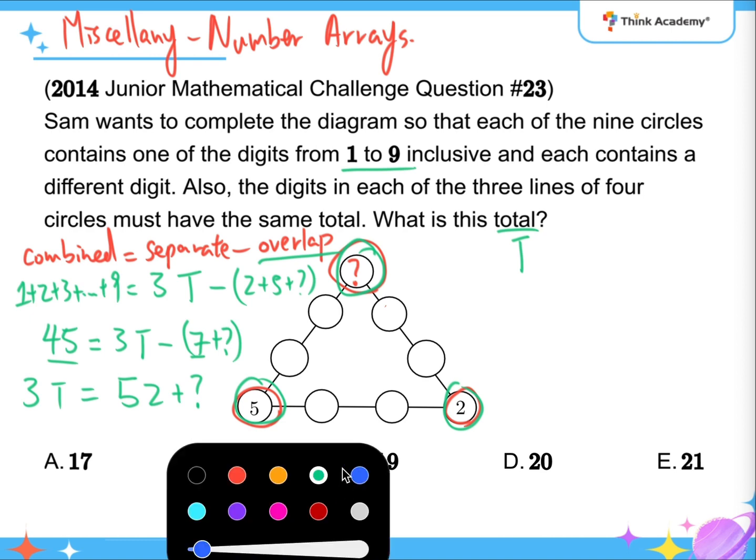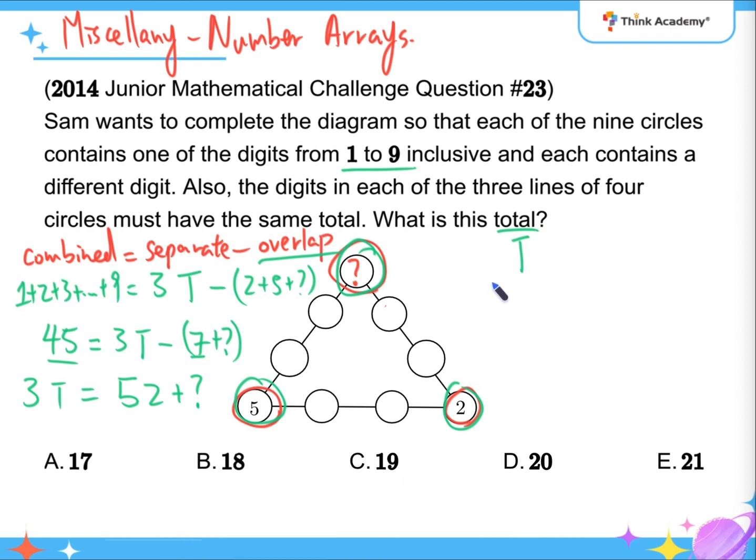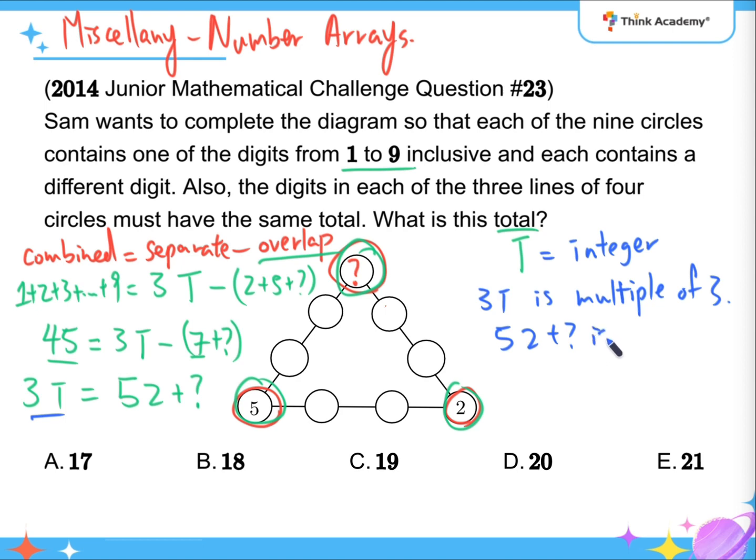Now, that's the most important step in this question. We know that the total has to be an integer, right? So it means that 3 times the total has to be an integer multiplied by 3, which means that it is a multiple of 3. Which means 52 adding question mark is also a multiple of 3.